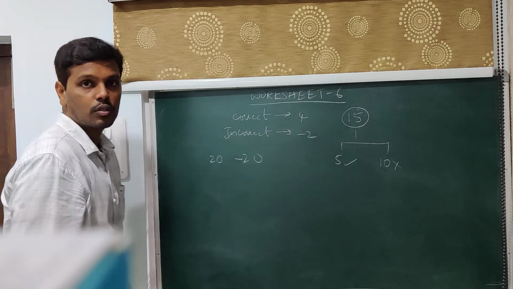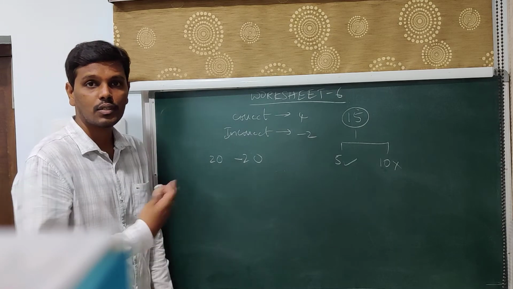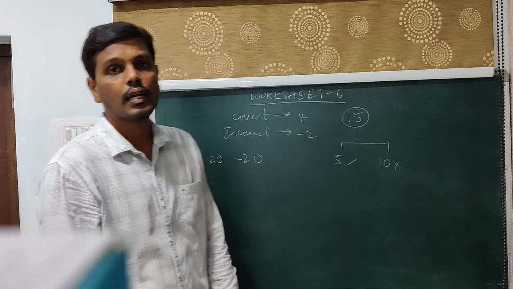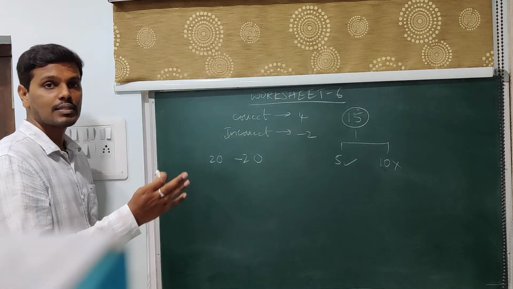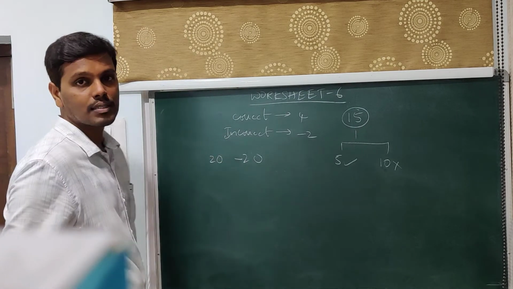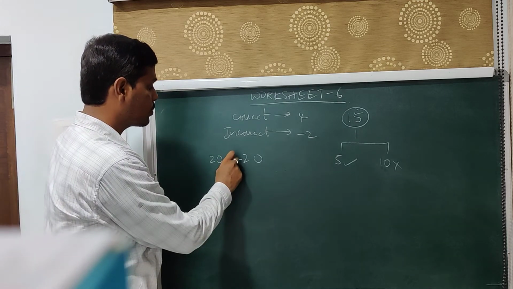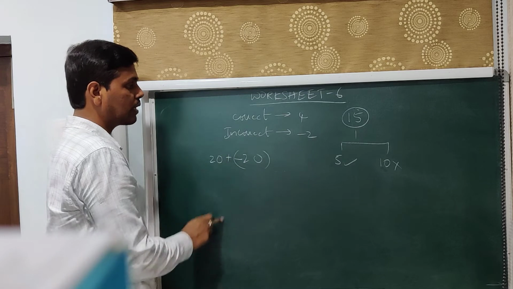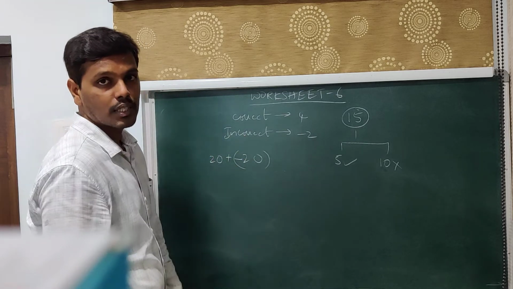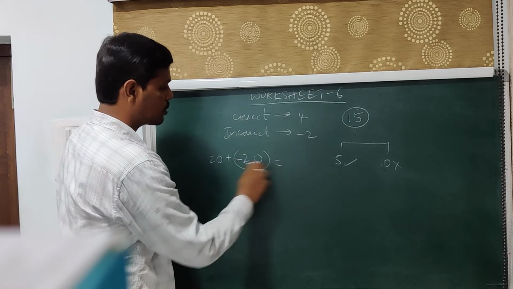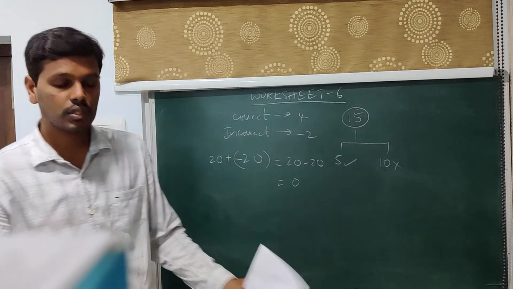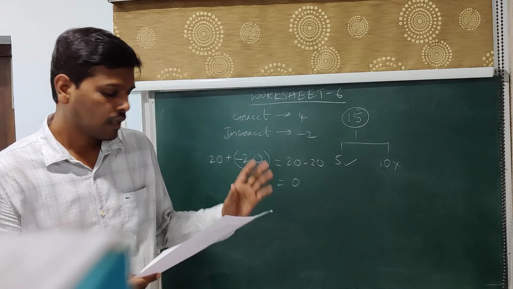Now when we are talking about the total marks, it is the sum of the marks obtained on correct answers and the marks obtained on incorrect answers. So that is what I am doing, 20 plus minus 20. These are the marks obtained on correct answers. These are the marks obtained on incorrect answers. So plus into minus is minus, 20 minus 20, that is equal to 0. So she has scored 0 marks.